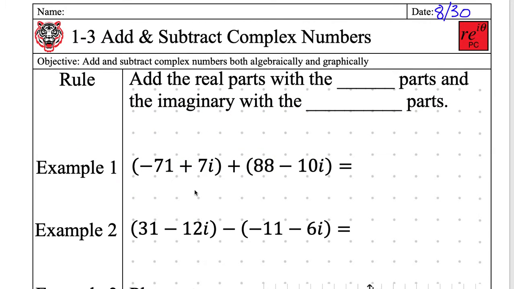Our objective for today, well, the title is adding and subtracting complex numbers. This is nothing new. We did this in Algebra 2. I think it was Algebra 2, Unit 2, Lesson 3. Our objective is to add and subtract complex numbers, both algebraically and graphically.